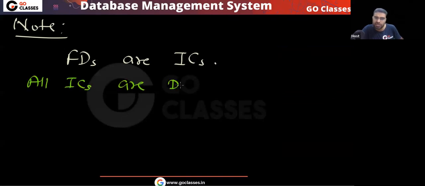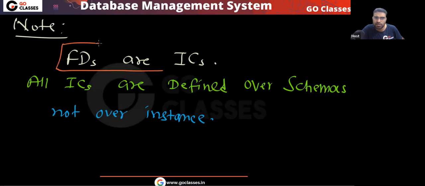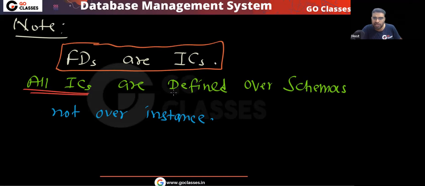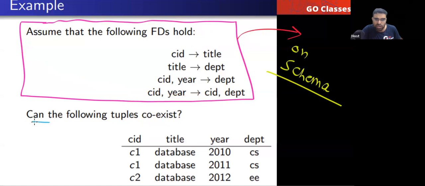And all integrity constraints are defined over schemas, not over instances. Is this clear? So remember, these functional dependencies are also integrity constraints, and all integrity constraints are defined over schema. So very simple point here: these functional dependencies hold on the schema. Now the question is asking, can the following tuples coexist?